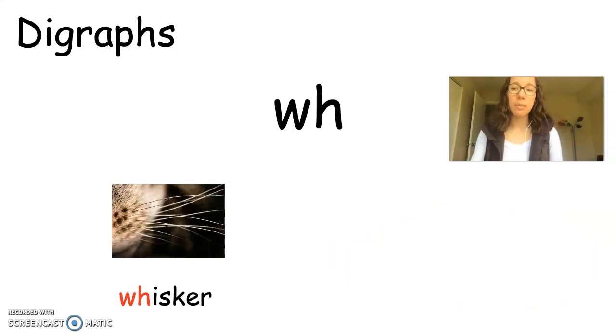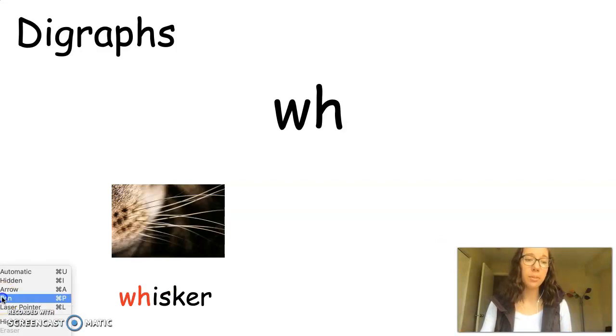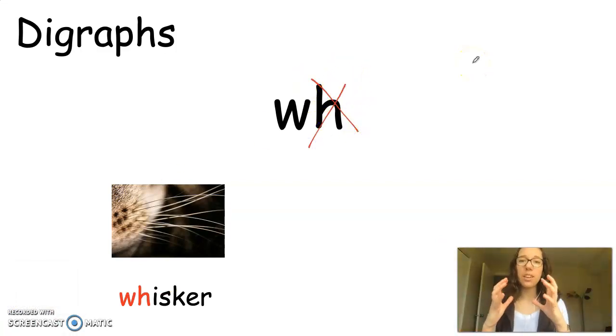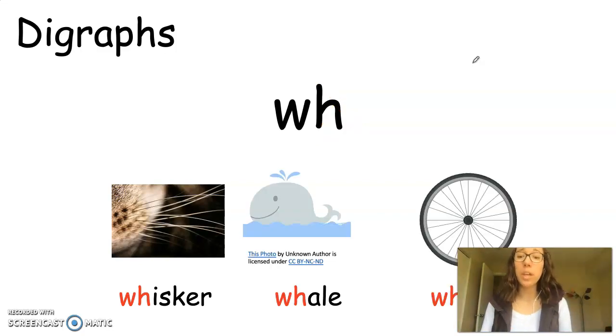So let's start with WH. WH says whoop. So WH actually says the same sound as W by itself. You can almost pretend like that W or that H is just not there at all. When we see WH together, we can think, I don't really hear the H in WH. We just hear the whoop in words like whisker, whale, or wheel.